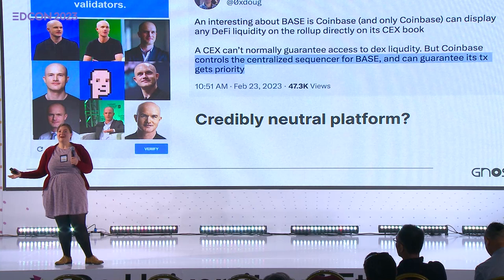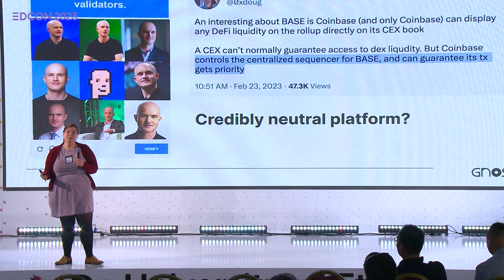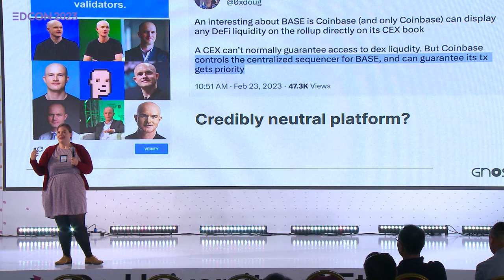So I don't want to knock Coinbase because basically they've been battered enough for the last couple of months. And I think basically moving in the more decentralized realm with Base was a great move for Coinbase. But I think it has to be said that obviously Coinbase controls the centralized sequencer, and it is always a party that can guarantee its own applications and its own order books priority over others, right?